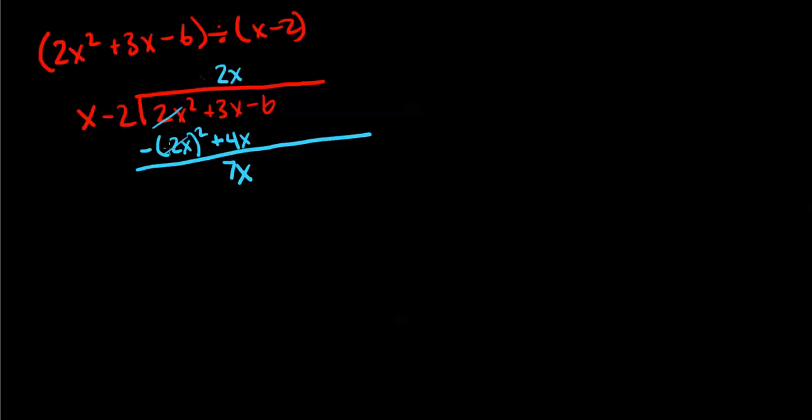Now we want to find out what term times x is going to give us 7x, and that would be a 7. So 7 times x gives us 7x, and then 7 times negative 2 equals negative 14. And then you want to bring down the negative 6. And now you want to distribute a negative to both terms, 7x and negative 14. And when you distribute that negative, you get negative 7x and a positive 14.